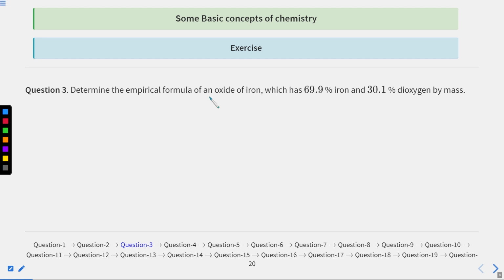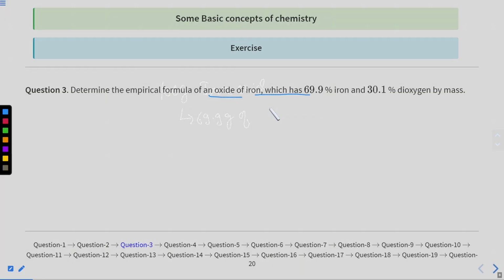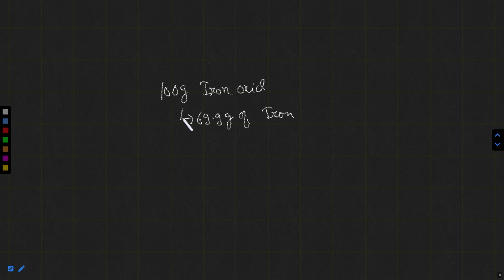Next is calculate the empirical formula of oxide of iron, which has 69.9 percentage of iron and 30.1 percentage of dioxygen. So in 100 gram of iron oxide, we have 69.9 gram of, say, iron and 30.1 gram of oxygen. Clear?